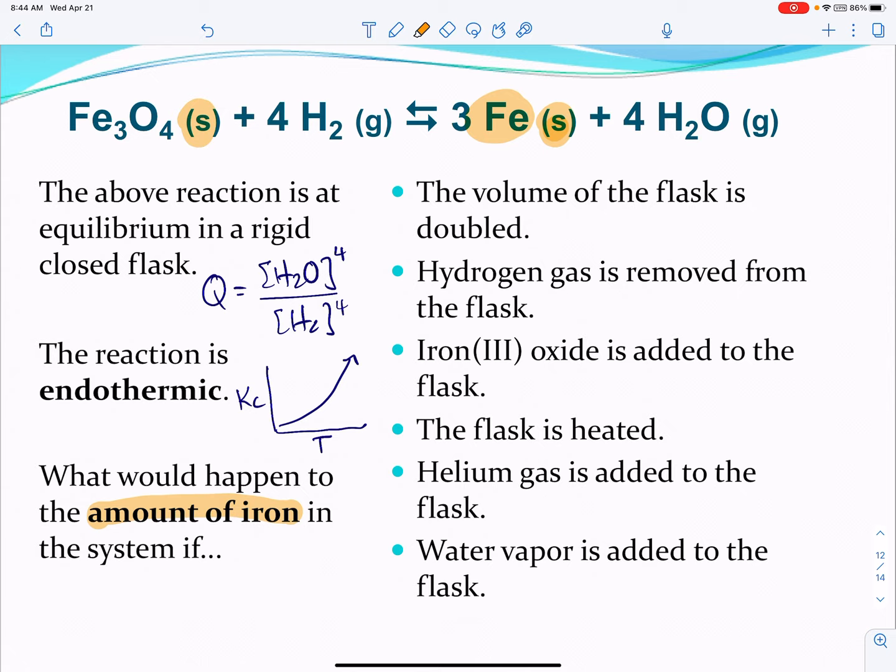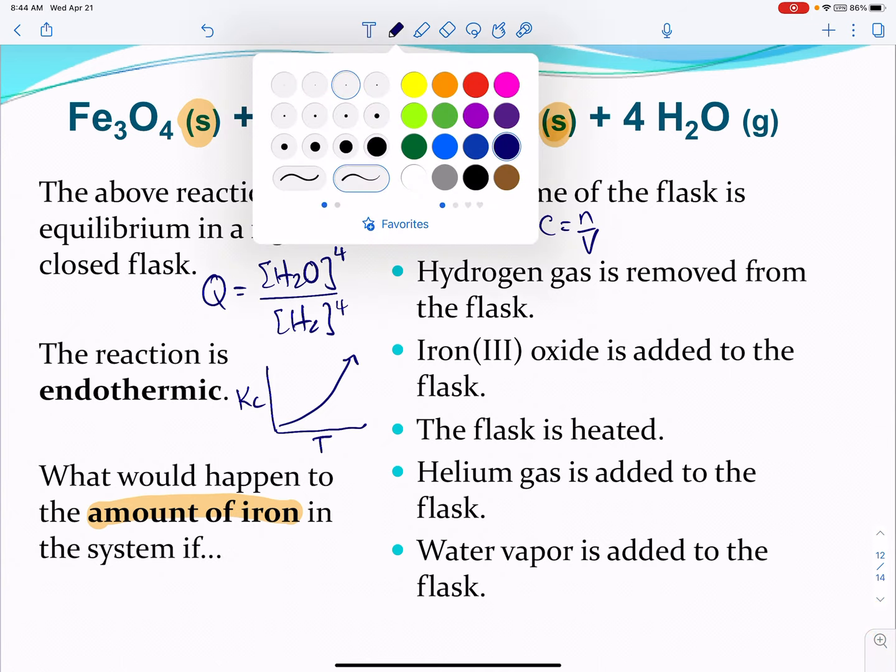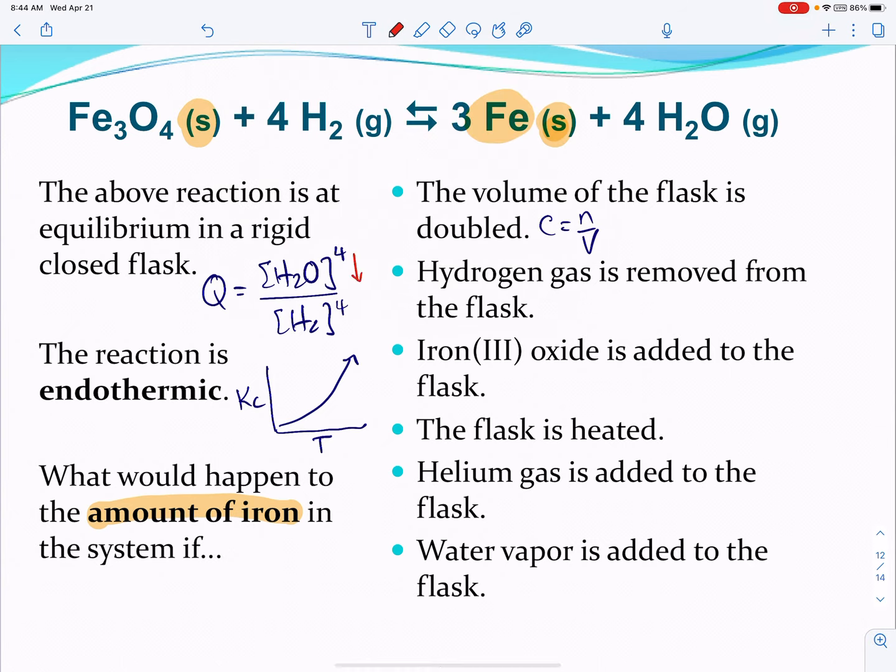So the first one, the volume doubled, so the volume increased. And you remember C equals n over V, so if the volume increases, the concentrations of everything, all the gases, will decrease. So the water vapor and the hydrogen gases will both decrease. So when that happens, we look at Q and we notice that the numerator decreases and the denominator decreases.